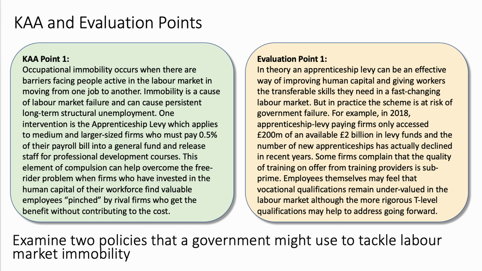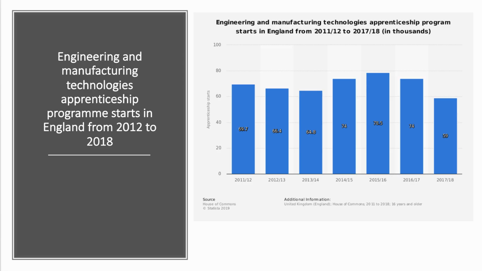That's not going to get you high-level analysis, high-level evaluation. You need to evaluate the point you've made. Here's a little example to show that the number of apprenticeships in manufacturing and engineering industries has actually fallen in the last few years, having peaked at nearly 80,000 apprenticeships in 2016.